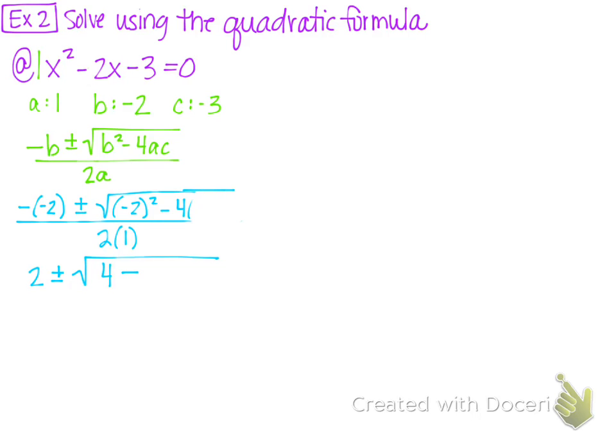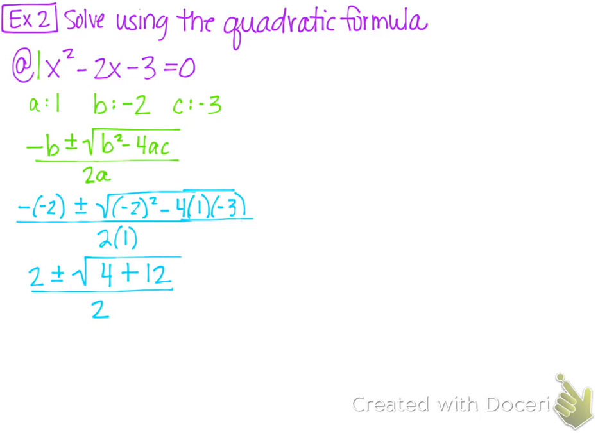So we have 4 times 1 times a negative 3. Sorry, kids. I was getting ready to say that wasn't going to turn out right. So we have negative 4 times 1 times a negative 3. That's positive 12. That's much better. Then we're going to put it over 2 times 1, which is 2.